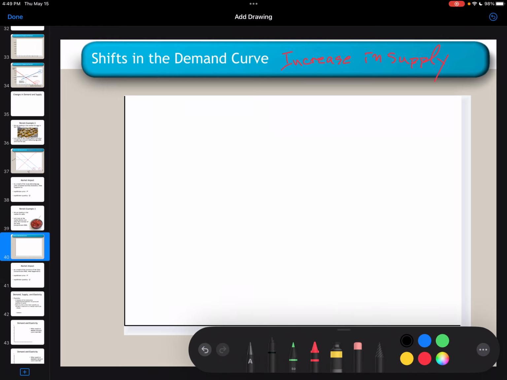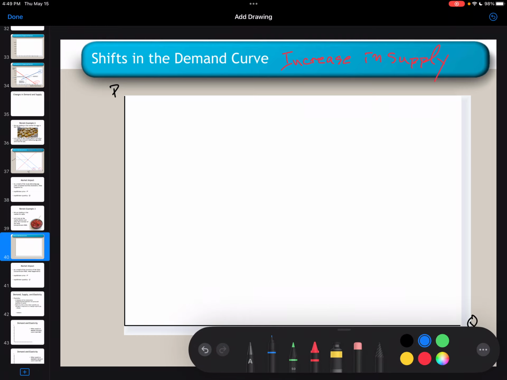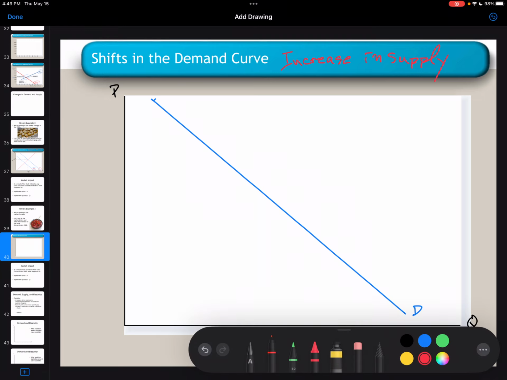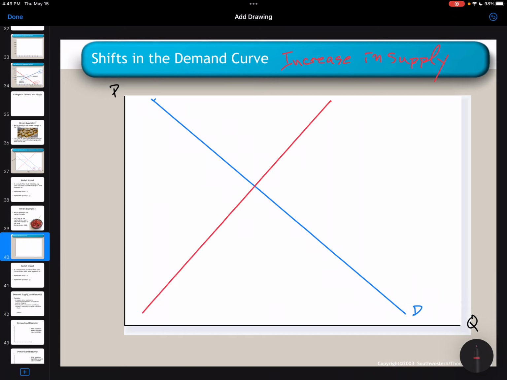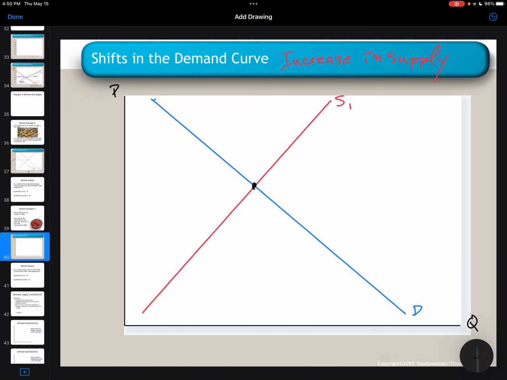So again, let's label everything: price, quantity. Let's draw in our demand curve. This is our demand for salsa. Put in a downward sloping line. There we go. Okay, and let's put in our supply of salsa. We'll call this S1. This is the initial supply. And then show me that initial market equilibrium, that price and quantity that buyers and sellers tend to be drawn towards when they interact together in a market, okay?